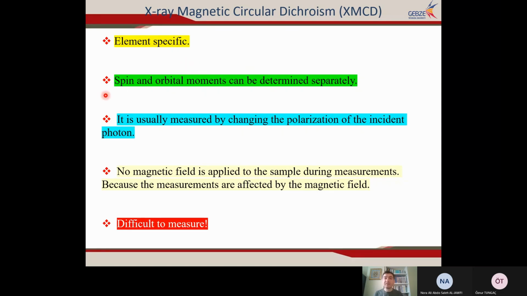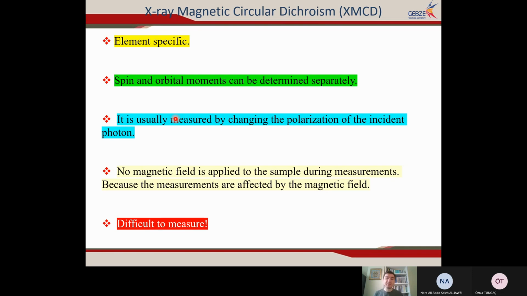In addition to that, spin and orbital moments can be determined separately in case of XMCD experiments. So what we mean, in atoms, electron is traveling around nuclei, right? And during this orbital motion, electron has an orbital magnetic moment, okay? In addition to that, electron has a spin magnetic moment.